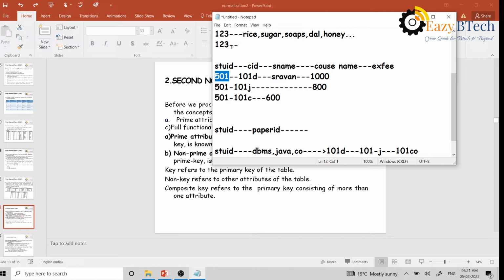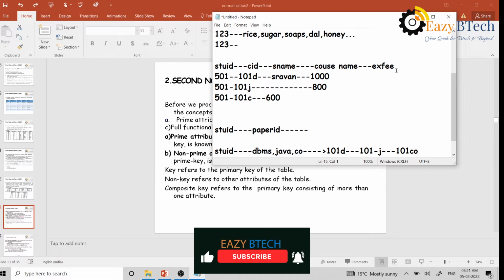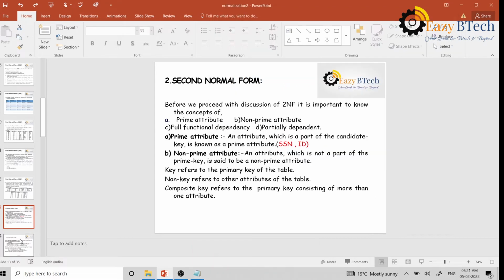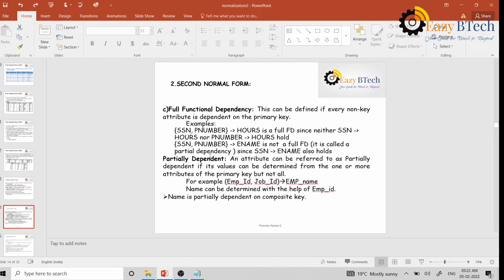Okay, here in this example student ID and course ID are prime attributes. Student name, course name and exam fee are non-prime attributes. I hope you are clear. Next, fully functional dependency. What is fully functional dependency?